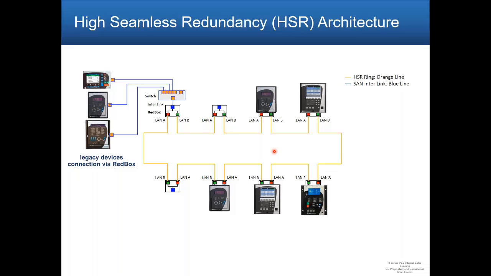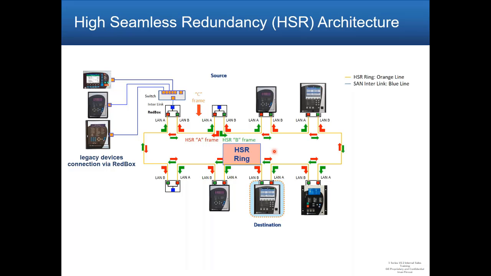Next, a version of PRP is called HSR. What I do in this is I actually have that signal going both directions simultaneously. And then each relay, depending on which signal it receives first, accepts it, and then it automatically just ignores the second one. So that's how HSR works in a nutshell. Okay?